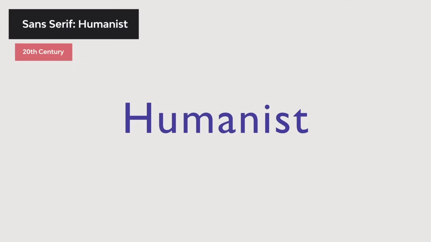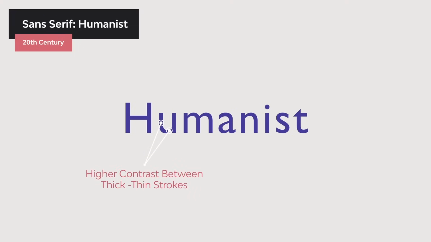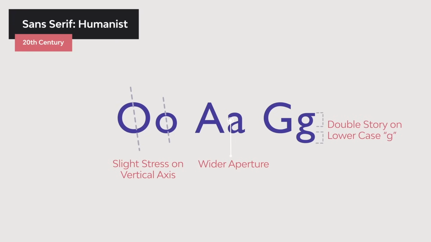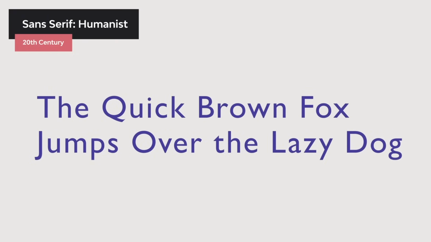The last subgroup from this category is humanist sans serifs. These were based on the proportions of Roman-style capitals. Some of the details on the characters had a calligraphic influence. Here are some characteristics. The contrast between thick and thin strokes becomes more apparent. There is a slight stress on the vertical axis, similar to the old-style serifs. Wide aperture on letters like A and S to improve legibility. The G goes back to being a double-story character. A great example of a humanist font is Gill Sans Nova.